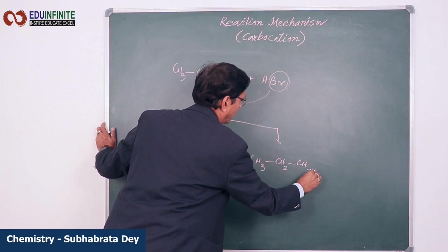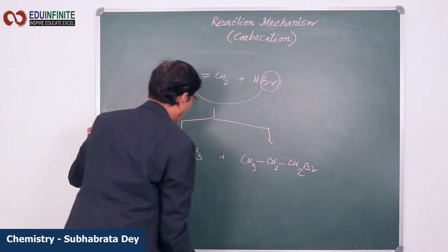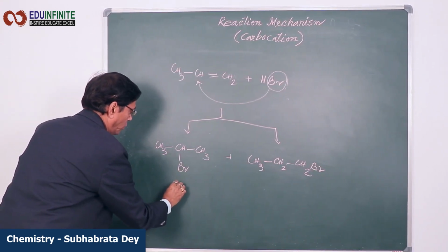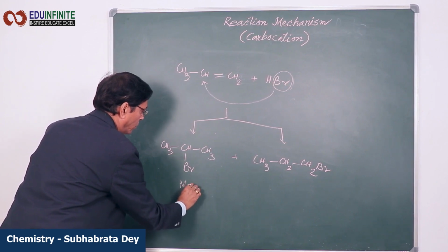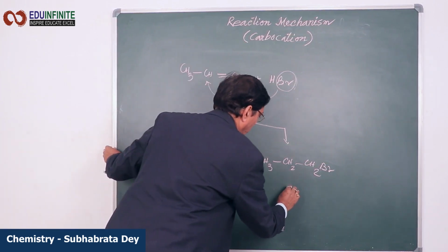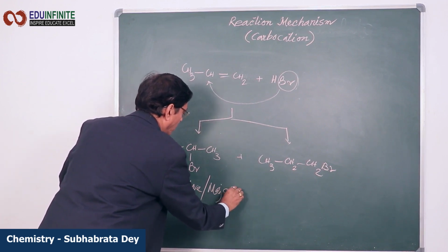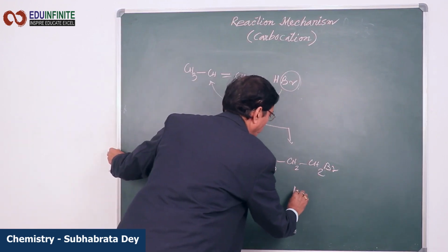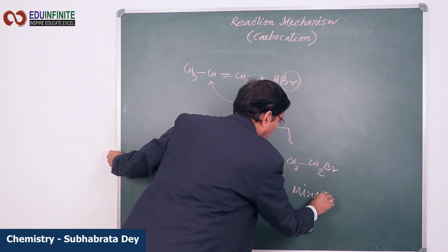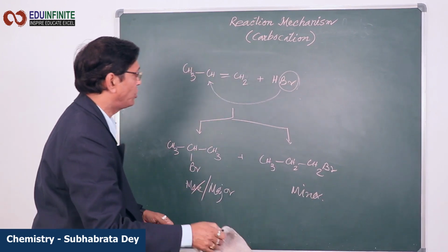Okay, you know that. This is more stable. This is the major compound, and this is the minor compound. This is according to Markovnikov's addition rule.